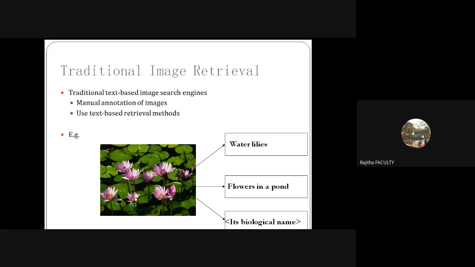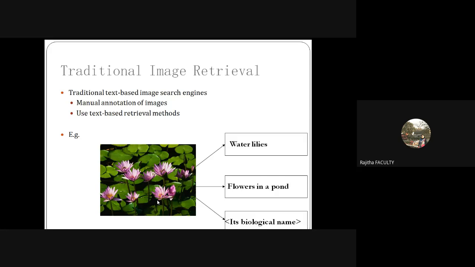But how does the machine understand it? The machine should also understand that there is a water pond, there are flowers in it, and there are leaves which are green in color, and so on. This is how you need to train your machine. This is what is called the content of that image. To make the machine learn that content, you have lots of methods.